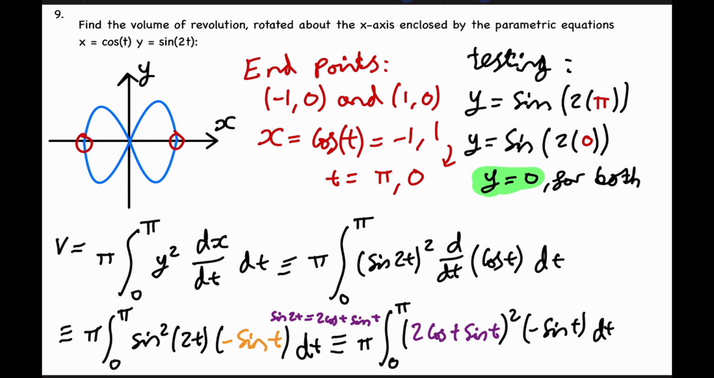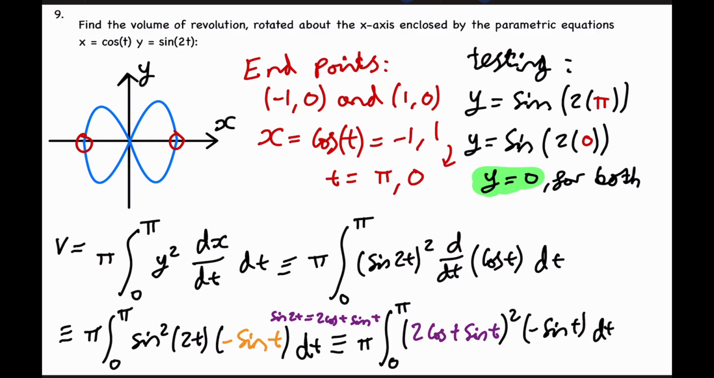We can test this out by substituting into the y equation to see if they actually intersect. If we substitute sine 2 pi, because we multiply by 2t, so 2 pi in this case, we're going to get 0, and sine 2 times 0 is also 0. So we know that these are actually the intersects of the function.